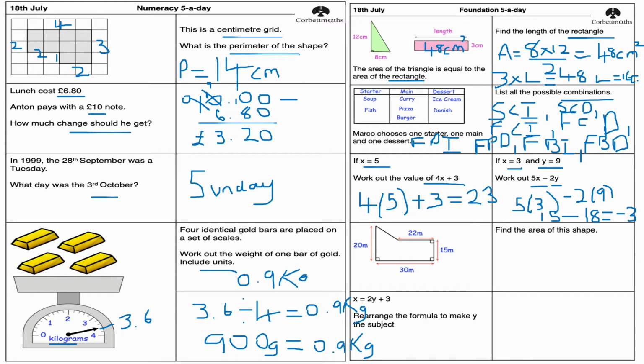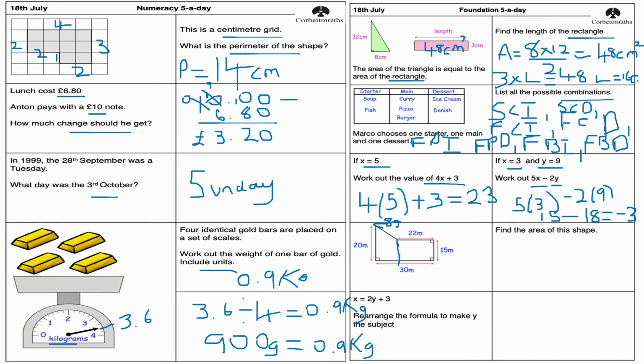Next question, find the area of this shape. So this is what I call a compound shape. I'm going to split it into a trapezium and a rectangle. If this whole thing is 30 and this is 22, that means the distance from there to here is going to be 8, and that's important when we work out the area of a trapezium. So that's 8 meters, because the whole thing is 30, and 8 plus 22 is 30.